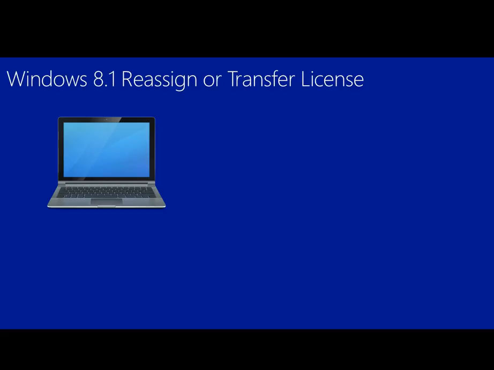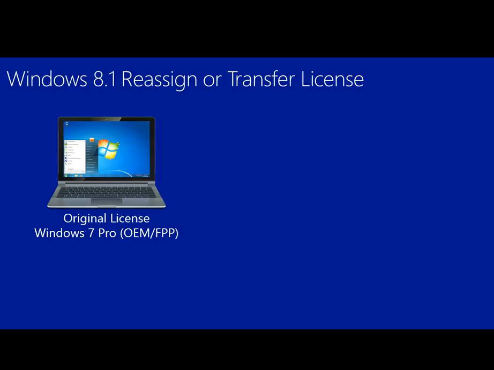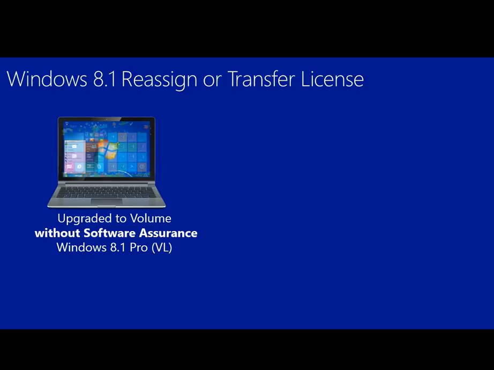Now, how does software assurance transfer work, or how does reassigning and transfer licensing work in Windows 8.1? Example, let's say I have a machine. The original license is Windows 7 Pro. Remember, you need to have a base license. You cannot have a naked PC. So it could be an OEM or FPP. And then I've upgraded my machine using Volume because I have a Windows 7 Pro, right? So I'm qualified to upgrade using Volume. But I did not include a software assurance. So now I'm using Windows 8.1 Pro with no software assurance.